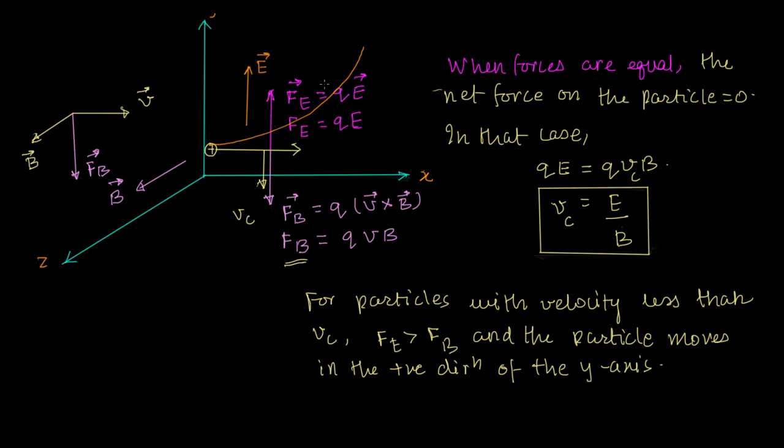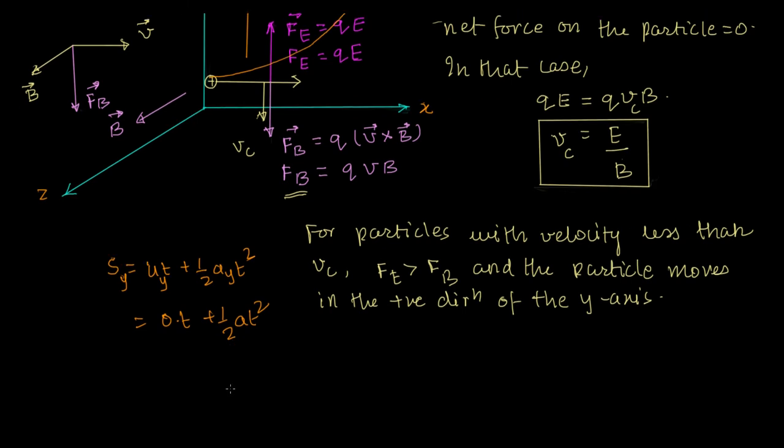Parabolic. Why parabolic? Because you have an acceleration in this direction that is constant. And so s is ut plus half at square. Initially there was no velocity in this direction, so it will be uyt plus half ayt squared, which is equal to 0 into t plus half ayt squared. So if you plot sy with time, sy is actually half at squared.